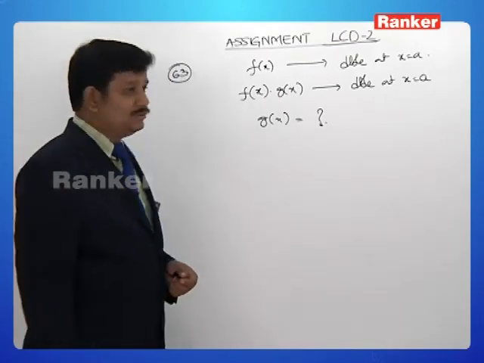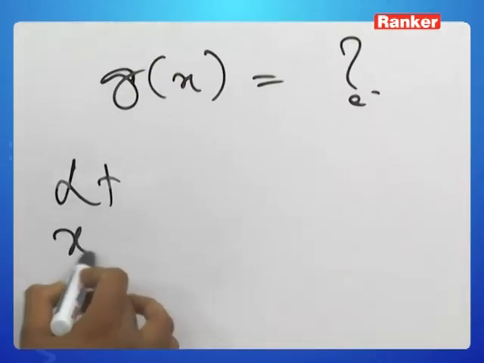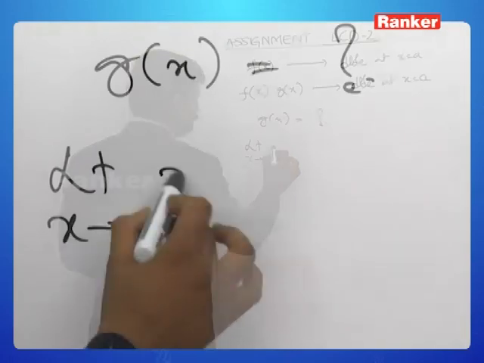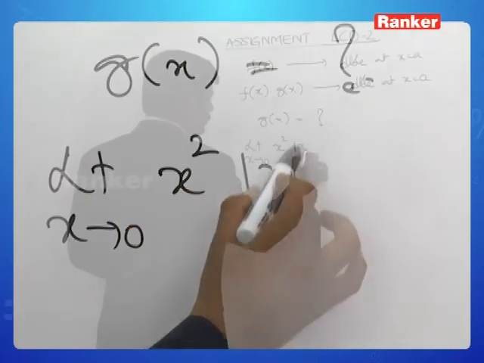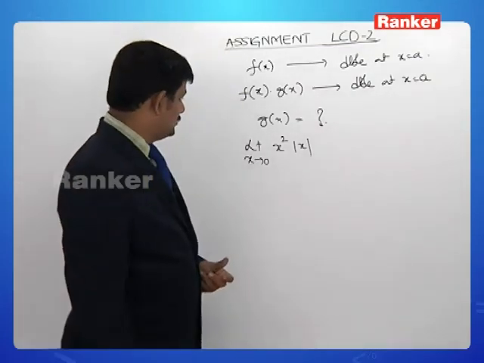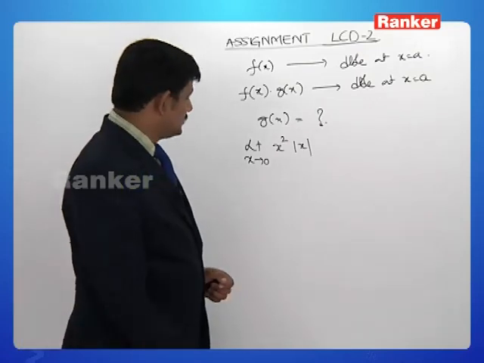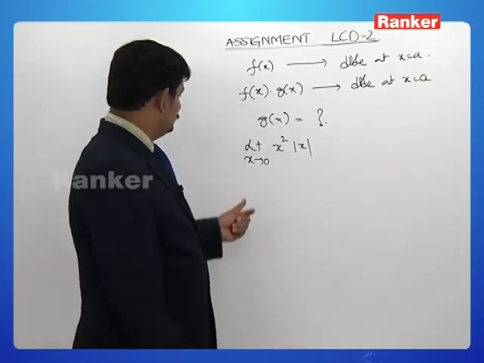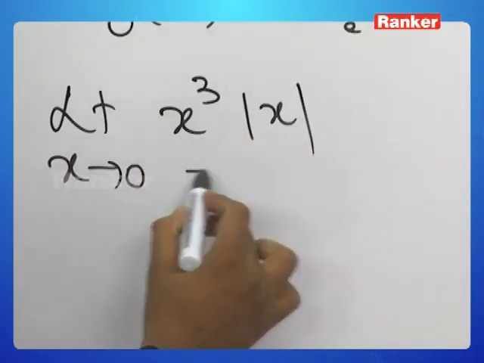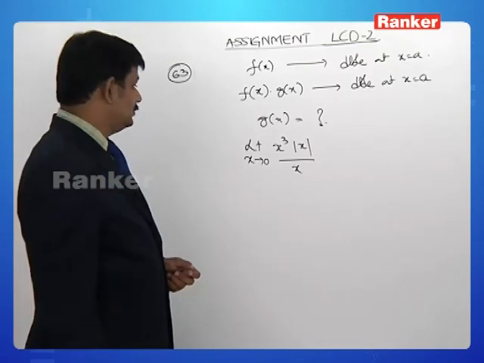Is it a compulsion? No. Look at it by an example. Let us take the limit as x tends to 0 of x square into mod x. This limit exists and is equal to 0. So the limit as x tends to 0 of x cube by x also exists and is equal to 0.